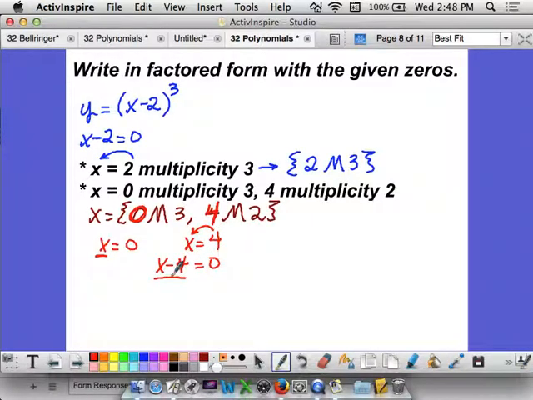When I go to write this in my final answer, I have y equals. Again, if it's a monomial, I want to write it first. So I go back and look. Does 0 have a multiplicity? Yes. It has a multiplicity of 3, so that's going to be x cubed. Then I have the binomial x minus 4. Does this have a multiplicity? Yes. It has a multiplicity of 2, so that's going to be squared. So this is how you would write that in factored form in your final answer. So the video before, the screen before, and this video cover zeros and multiplicity in factored form.